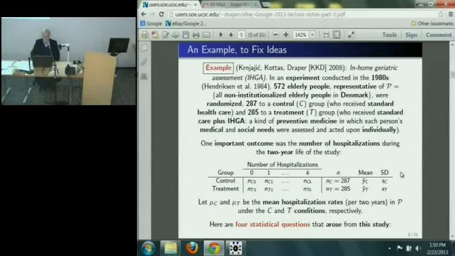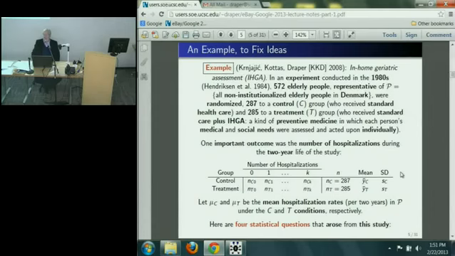Hendriksen, who was a Danish physician, ran a randomized controlled trial in which he gathered together 572 elderly people, representative of the population of all non-institutionalized elderly people in Denmark, meaning that these are people who lived in their own homes or apartments, not living in a nursing home, not living in the hospital.